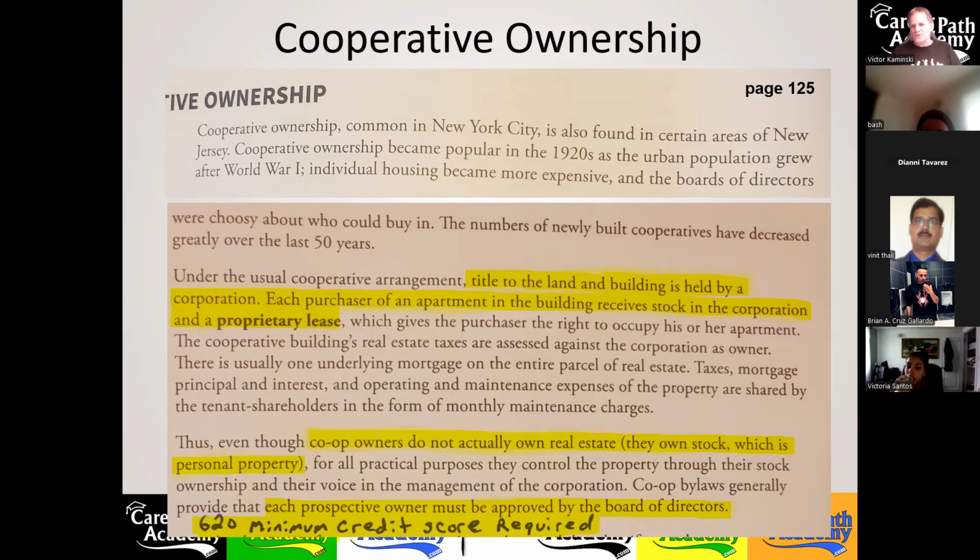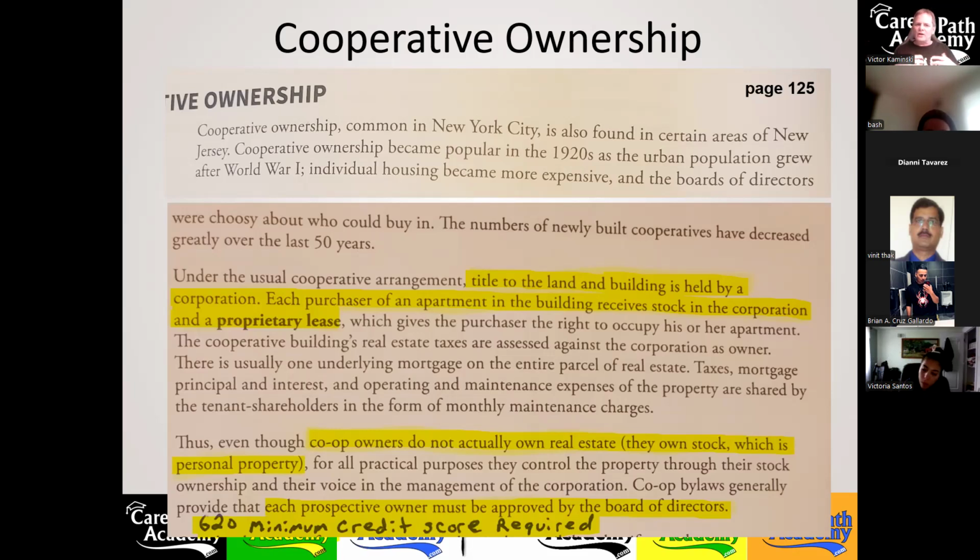Now, why do they care what your credit score is? Condominiums don't do credit checks on you. As long as you can afford to buy in, they don't care. Why is that? Well, because in a condominium, you own the real estate and you have to pay your monthly maintenance charge. And you have to pay a separate tax bill for your unit.